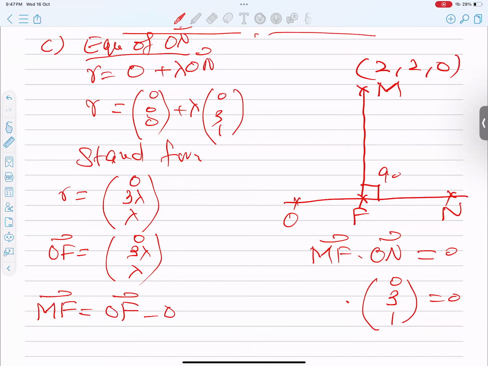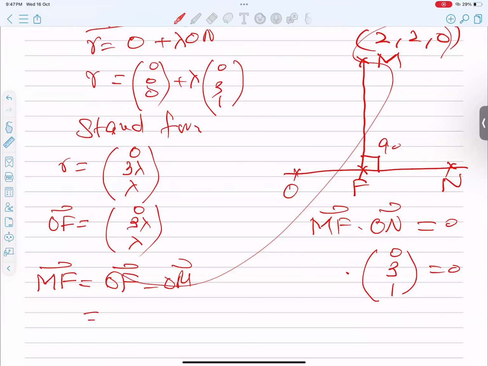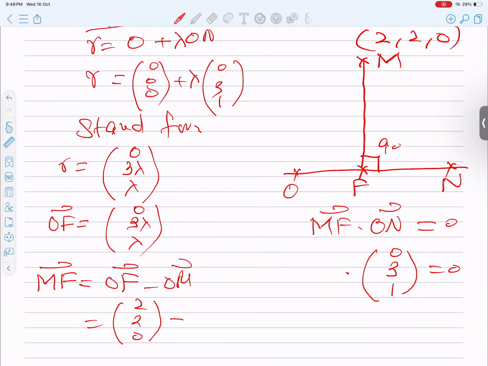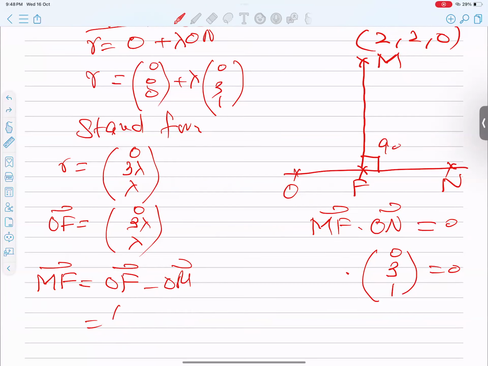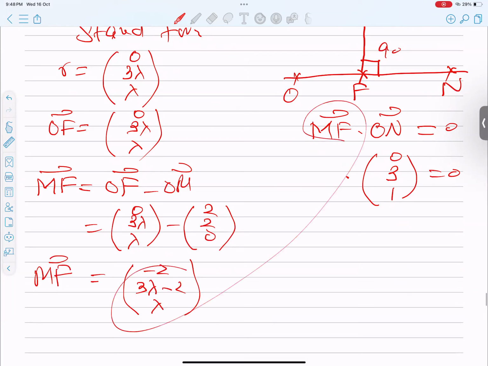OF minus OM. And OF is coming (2, 2, 0). So I'm writing here (2, 2, 0). And OM, sorry, this is OM. And OM I have it? Yes. Sorry for that. I took wrong coordinates. OF is this. So I'm writing (0, 3 lambda, lambda). And M is (2, 2, 0). And finally, I get what here? I got (-2, 3 lambda minus 2, lambda). MF is done. So this value, I'm going to plug in it here.